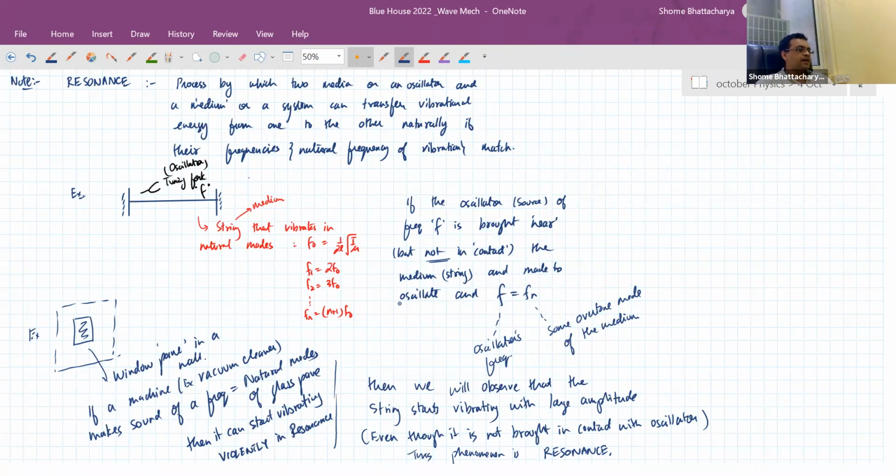And the moment that happens, that medium or system starts vibrating with a large amplitude, even though directly we have not given it any mechanical energy or we have not attached it to the oscillator. It's not in physical contact with the oscillator. So there's a natural, easy transfer of energy from the oscillator to the medium, because the oscillator's frequency is in resonance, we say, with the natural modes of vibration of that particular medium. And that resonance facilitates this easy transfer of energy, creating the high amplitude standing waves. And this phenomenon itself is called resonance.